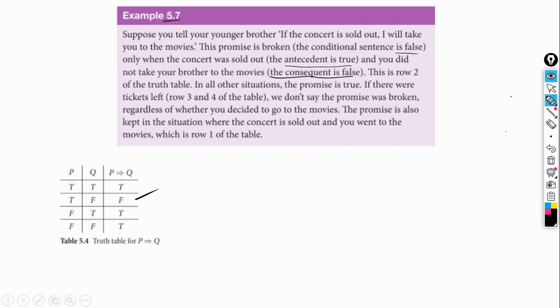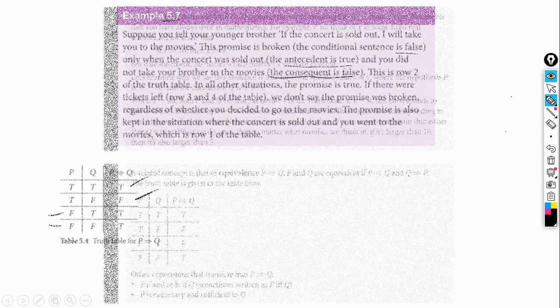If there were no tickets left, like in row 3 and row 4, we don't say the promise is broken regardless of whether you decided to go to the movies or not. The promise is also kept in the situation where the concert is sold out and you went to the movies, which is row 1 of the table.